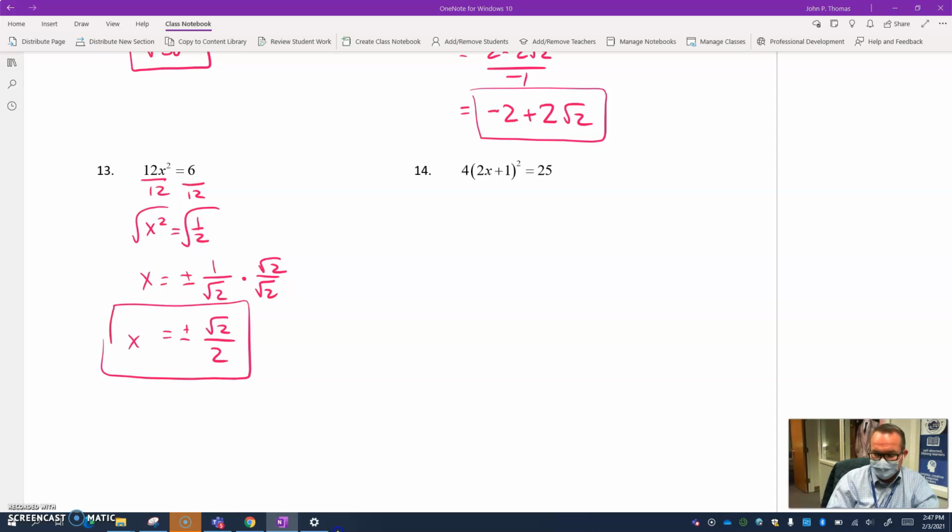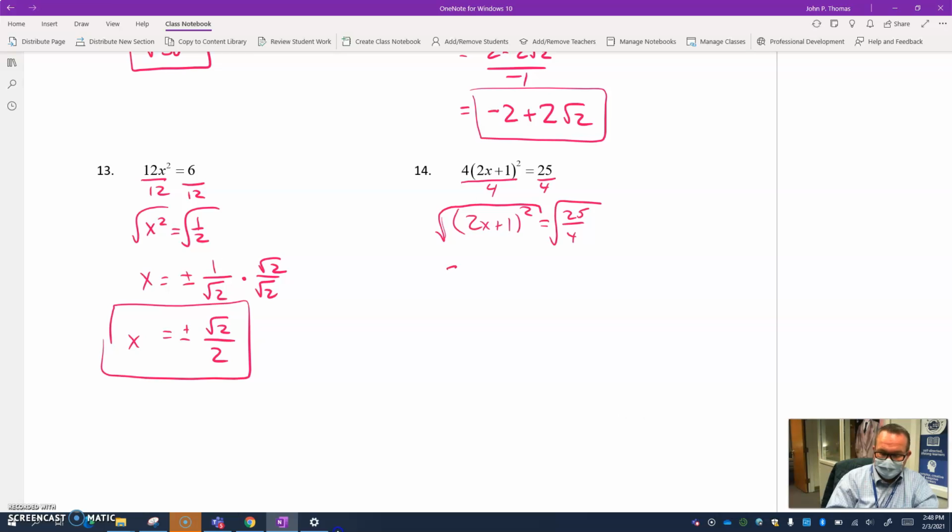And then last but not least, if there's other stuff outside of the squared quantity, we're just going to isolate it. So in this one, that 4 is there. So I'm going to isolate by dividing by 4. Now I have a quantity squared by itself equals 25/4. Next I'm going to take the square root of both sides to undo that squared.